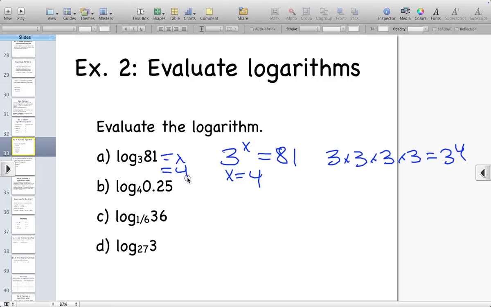Okay? Example B. Log base 4 of 25 hundredths is equal to what?